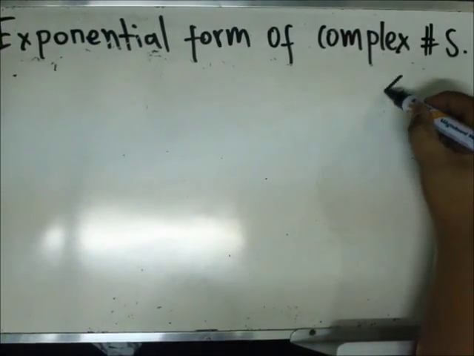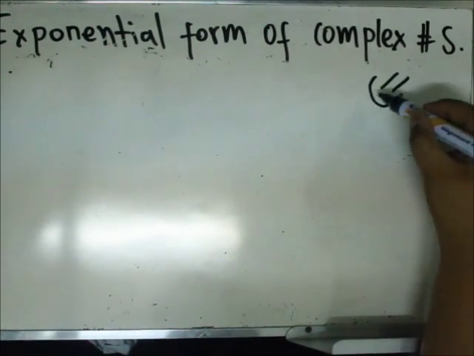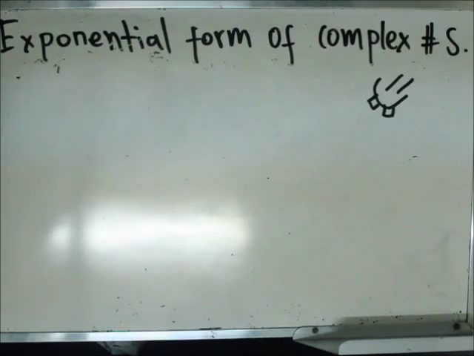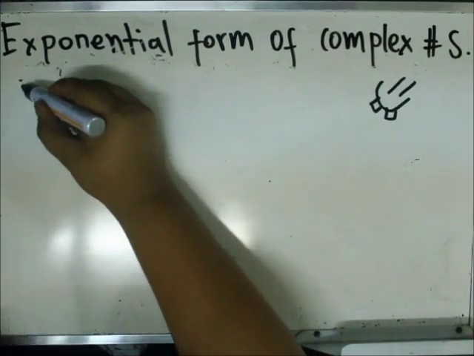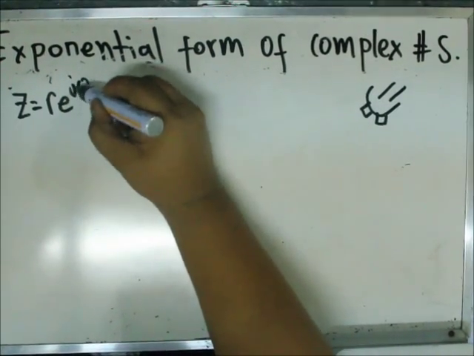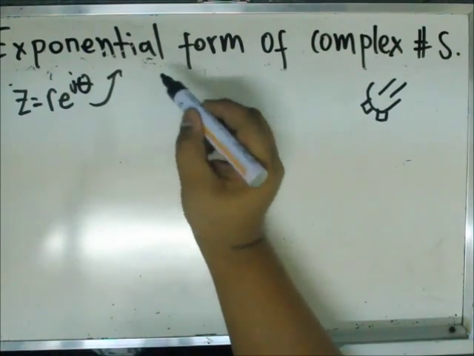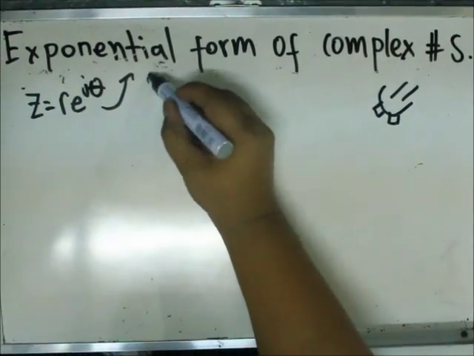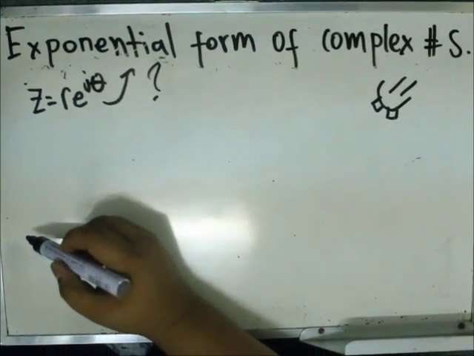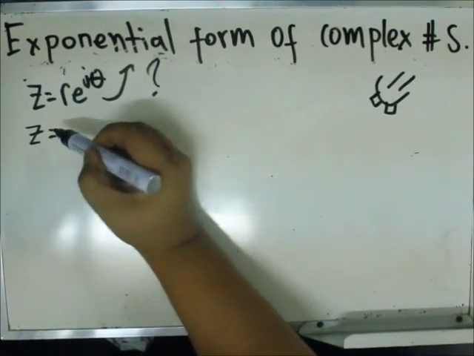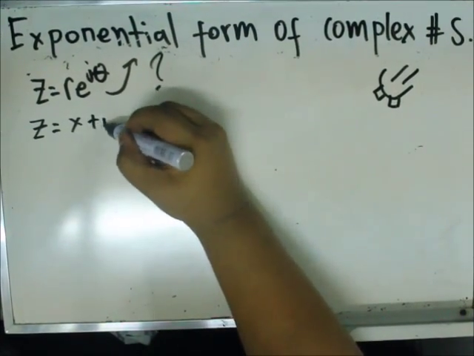Hi, I am Dunamis G. Crisostomo and I will be teaching you how to solve the exponential form of complex numbers. The equation z equals r times e raised to j theta is a type of exponential form of complex numbers. Now, how was it derived? It was derived from the rectangular form of a complex number, z equals x plus iy.